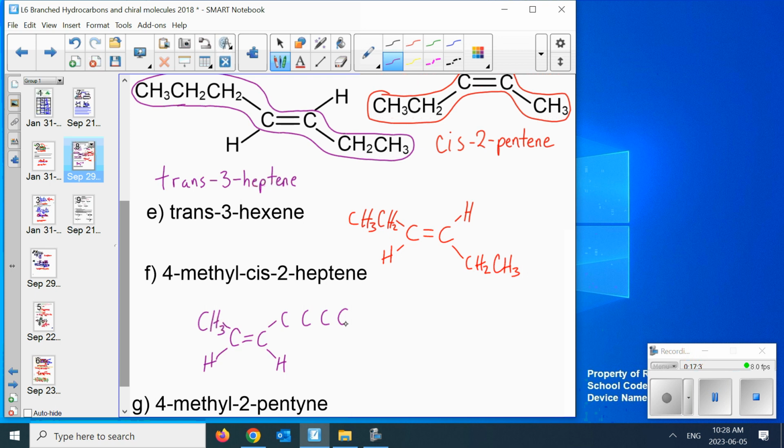Methyl group on the fourth carbon. So 1, 2, 3, 4. This is the fourth carbon, so I'm going to put my methyl group here. That means this carbon here has 1 attachment, 2 attachments. The third one we don't draw in, but it's connected to the next carbon. I only have space for 1 H. So I'm going to put the CH, then CH2, CH2, CH3.